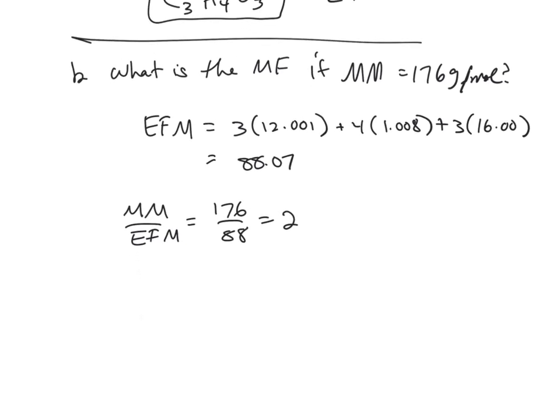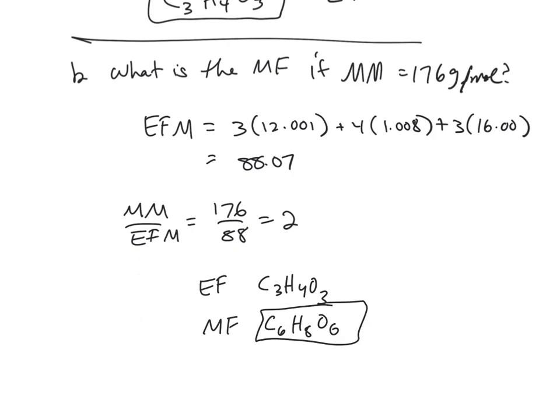So that tells us that we want to take our empirical formula of C3H4O3 and multiply times 2 to get the molecular formula, C6H8O6. So that's the molecular formula for vitamin C.